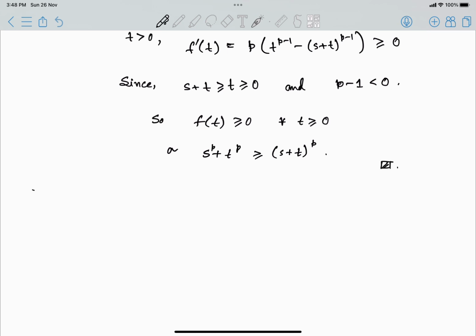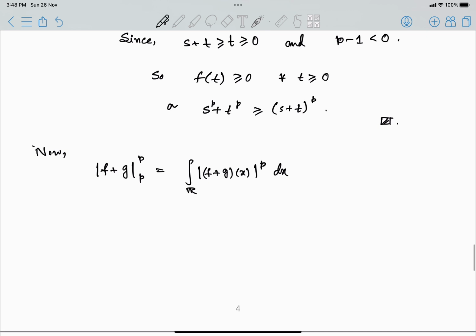So this is done. Now we have to prove this one. This should be less than ‖f‖_p^p plus ‖g‖_p^p. By definition, this is the integral over R of |f + g|(x)^p dx. Now we use the fact that |f(x) + g(x)| is less than |f(x)| plus |g(x)|.